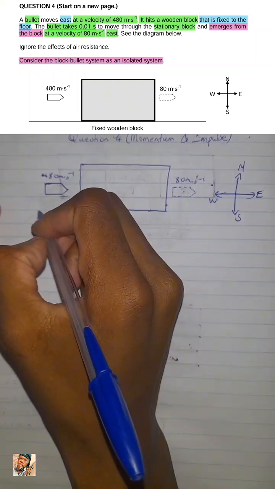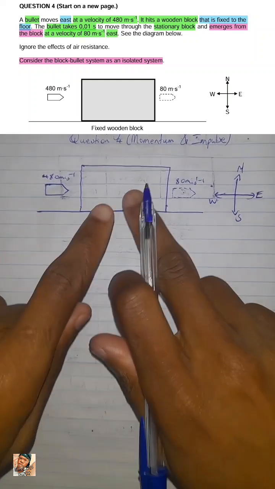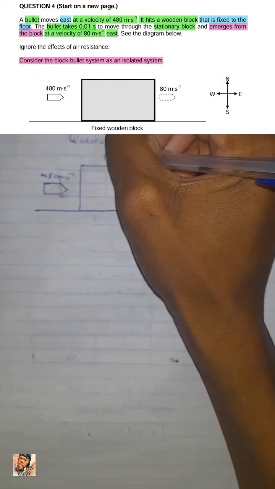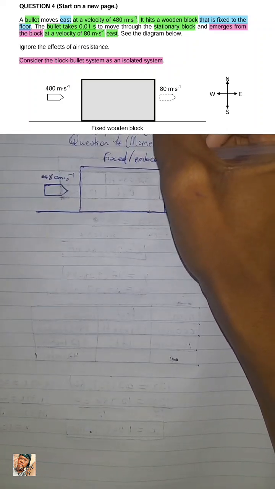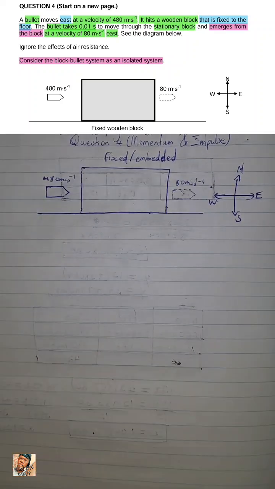Okay, well, they say that it is fixed to the floor. So we have a floor here. And when they say that it is fixed, they mean that this wooden block is not going to move at all. Okay, so words like fixed or embedded, they both mean the same thing. And they mean that it is not moving at all. It's going to remain stationary until the end of time.